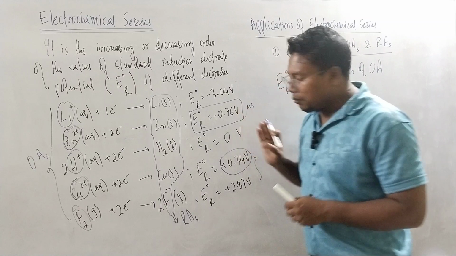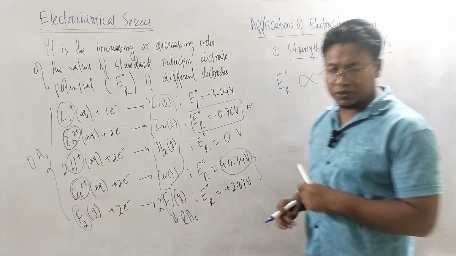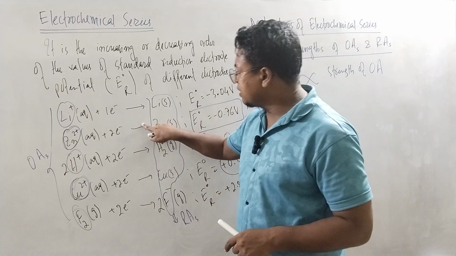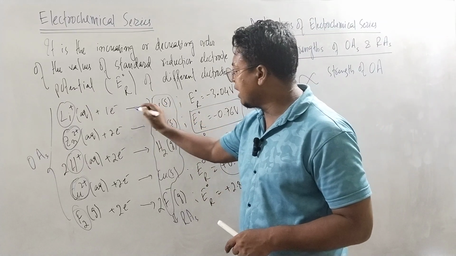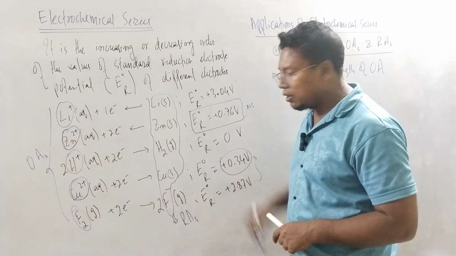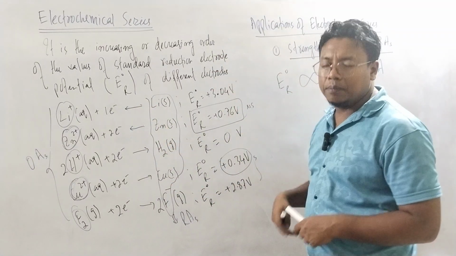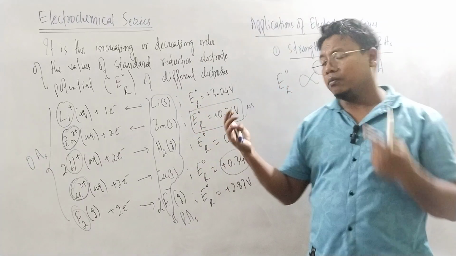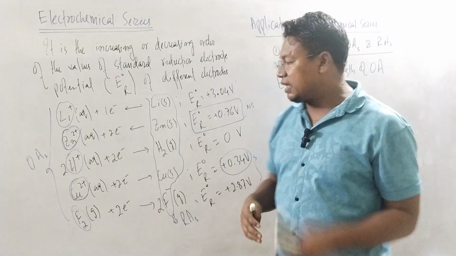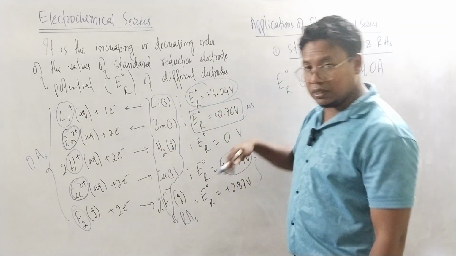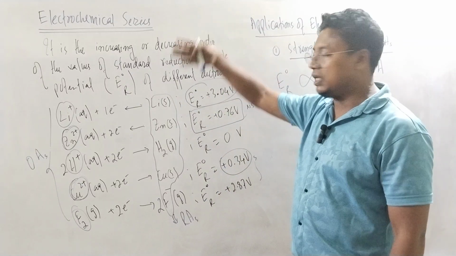Now, let me compare the strength of reducing agents. Suppose these two are reducing agents. After reversing the reaction, this value will be positive. Both are positive values, which means both processes will be spontaneous. But which one is more spontaneous? The one having higher value of E naught.